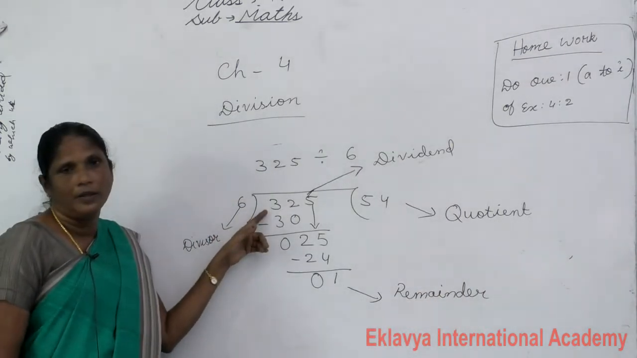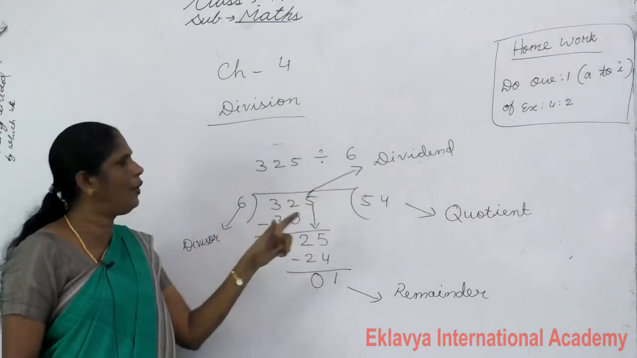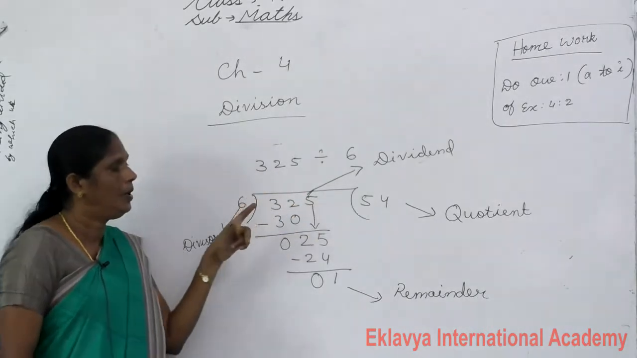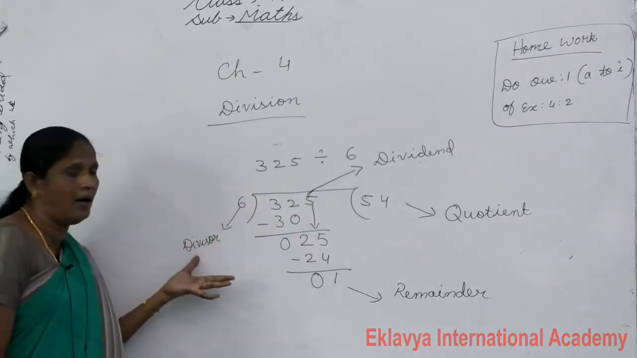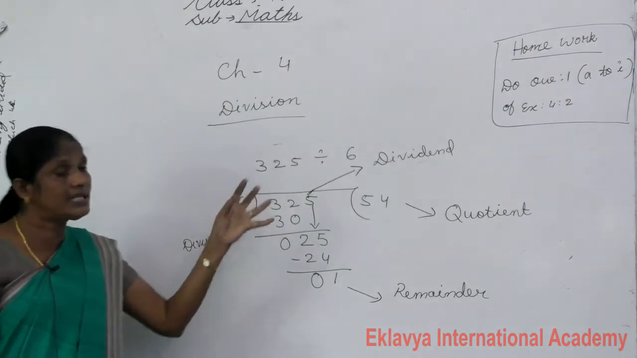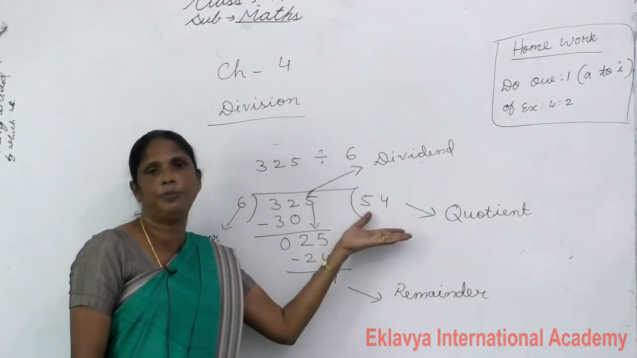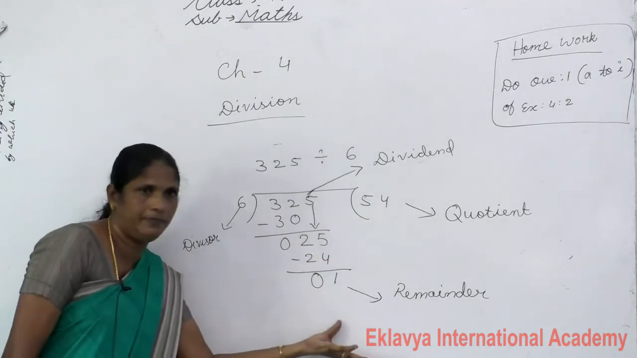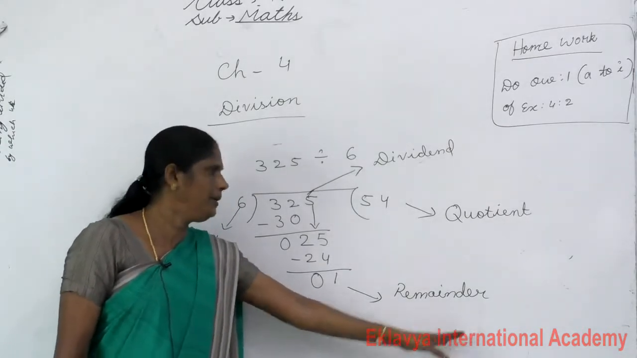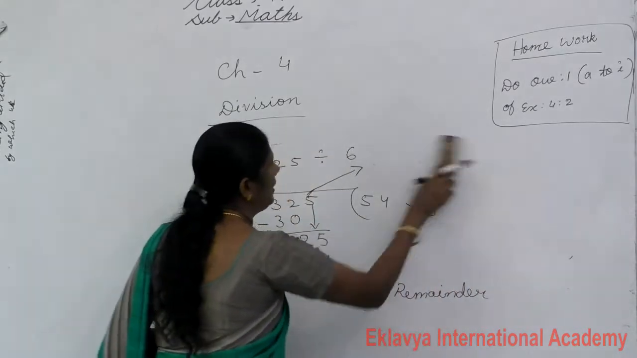This number being divided is called dividend. Therefore, our dividend is 325. The one by which we divide is called divisor. Our divisor is 6. The result, the answer, is called quotient, that is 54. Then the remaining, the left number, is called remainder. Then we get a formula.